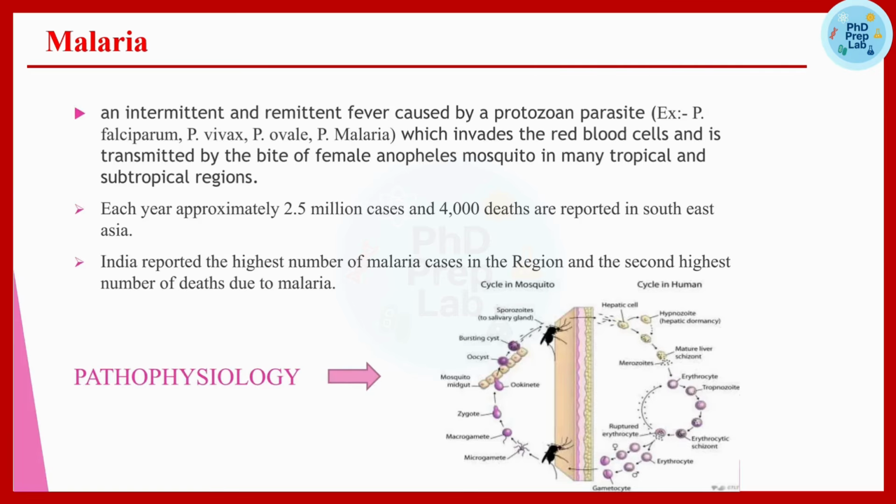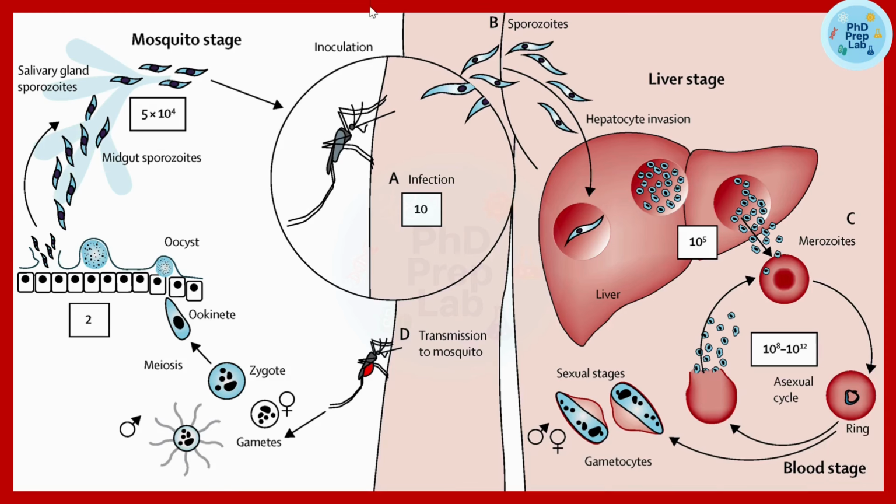Now we look at the pathophysiology of malaria. First we'll start with the transmission. First, a healthy host is bitten by the female Anopheles mosquito. The infected female Anopheles mosquito injects sporozoites into the human bloodstream. Then these sporozoites travel to the liver, where they infect the hepatocytes, the liver cells, and they multiply there asexually, forming the merozoites.